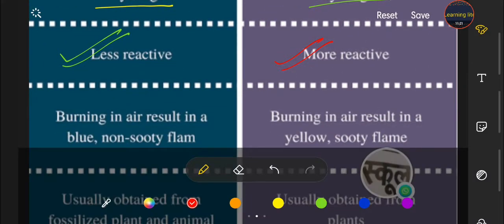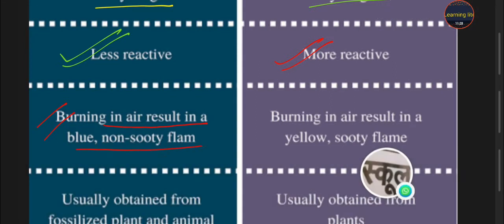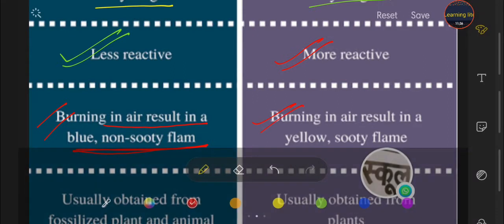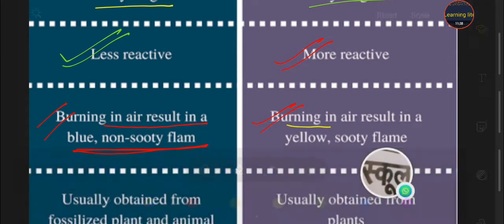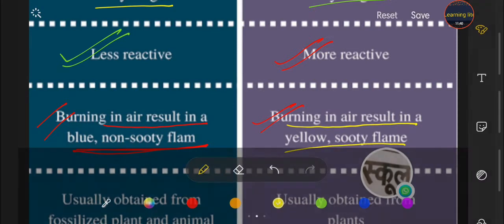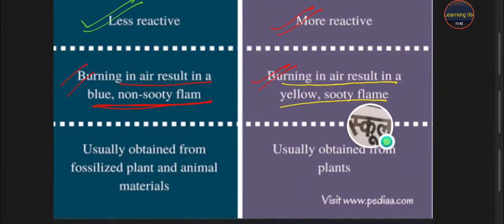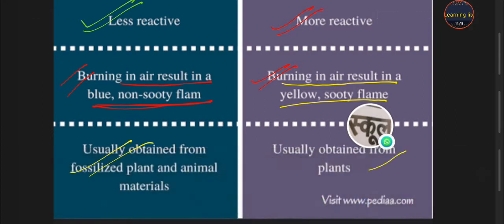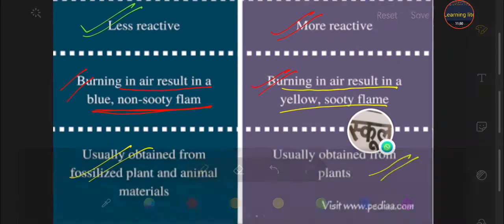Burning in the air results in a blue or sooty flame. So student, whenever you burn a saturated hydrocarbon, it burns with a non-sooty flame. It means they don't cause pollution. They burn with a clean flame. But in the case of unsaturated hydrocarbons, they result in a yellow and sooty flame. Next, saturated ones are obtained from fossilized plant and animal material, and unsaturated ones are obtained from plants.